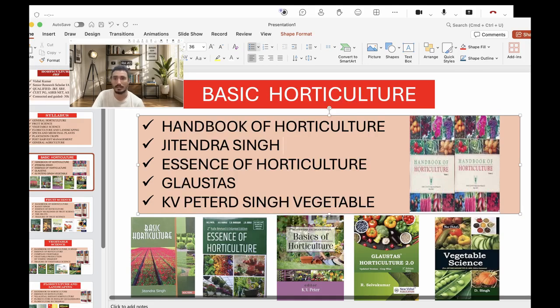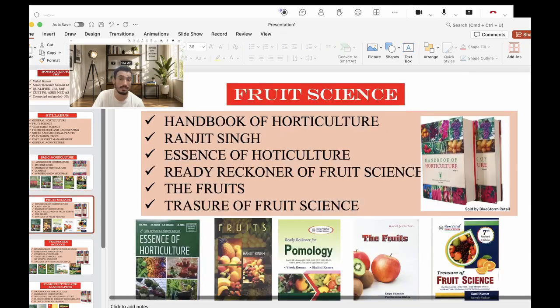Then we have Fruit Science. It is a major division for JRF Horticulture. It contributes around 40 to 45% of the questions in JRF Horticulture. Starting with Handbook of Horticulture, this is the important book for production aspects of fruits. Second, we have Ranjit Singh. This one is a very important as well as pocket-friendly book. If you ask me for one book of Fruit Science, I will suggest Ranjit Singh.